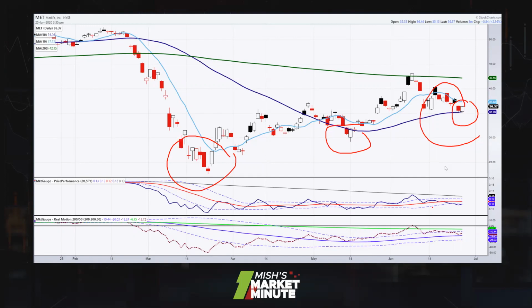So now let's just move down here to the real motion. Again, slightly outperforming because it's above the 50, where this actually sat right on the 50.